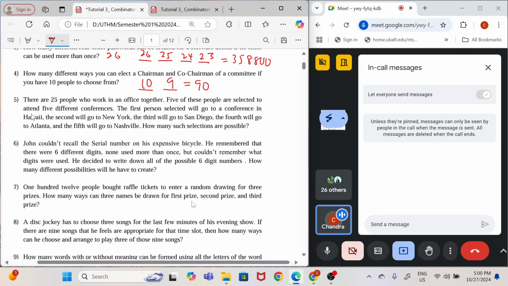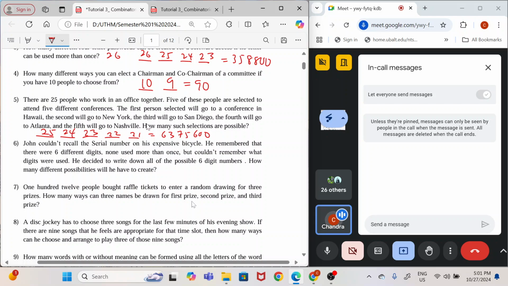In 5 we have to select 5 people out of 25. So the first person can be anybody from 25 people. The second person can be anybody from 24. This is 23, 22, 21, and you will get 637500.